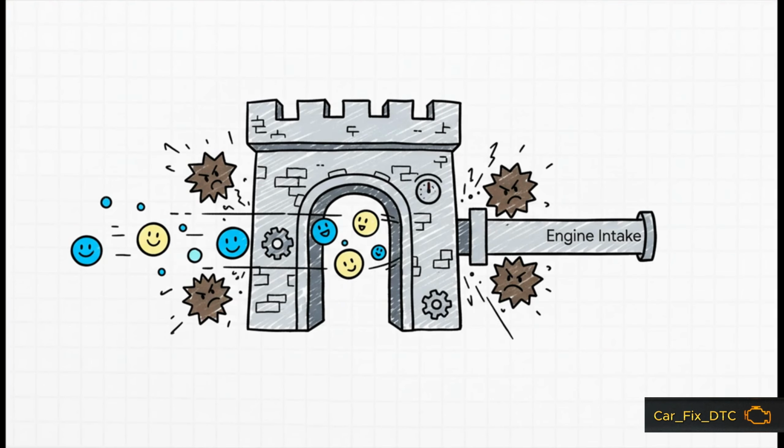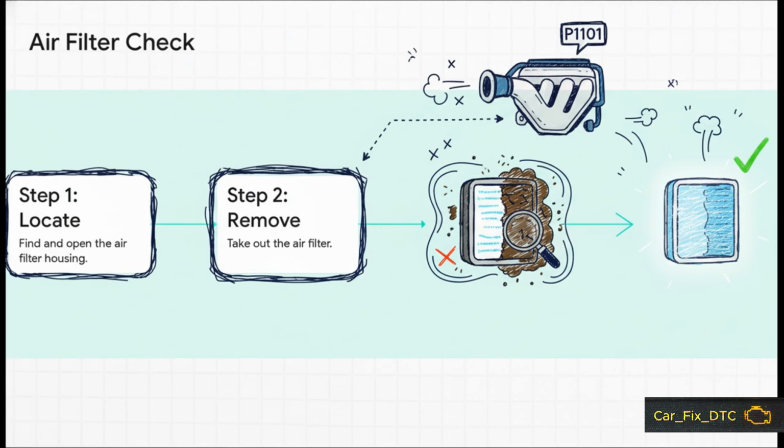And our first suspect to interrogate? It's the simplest one. We're talking about the gatekeeper, the very first line of defense for all the air coming into your engine. I know, it sounds almost too basic, right? But you'd be shocked how often a dirty, clogged air filter is the culprit here. I mean, think about it. If the engine is trying to breathe through a dirty mask, it's just not going to get the air it expects. The computer sees that difference and throws up a red flag. And the best part? If this is your problem, it's one of the cheapest and easiest fixes you'll ever do.